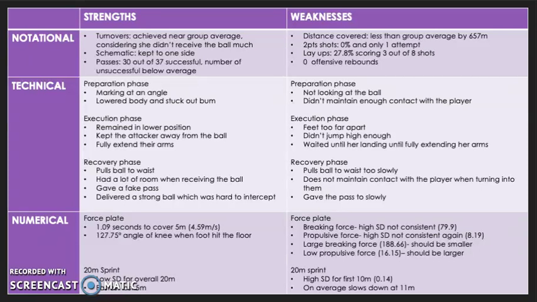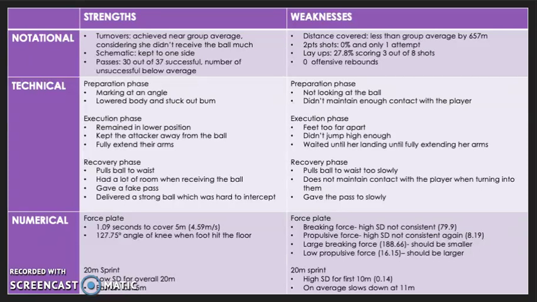The strengths identified in the technical analysis in the analysis model was that in the preparation phase, she was marking an angle. This is good because it shows she was making an attempt to try and mark the ball whilst marking her player. A second strength is that she had lowered her body angle and stuck her bum out, which is a good thing because it means that her balance was maintained.